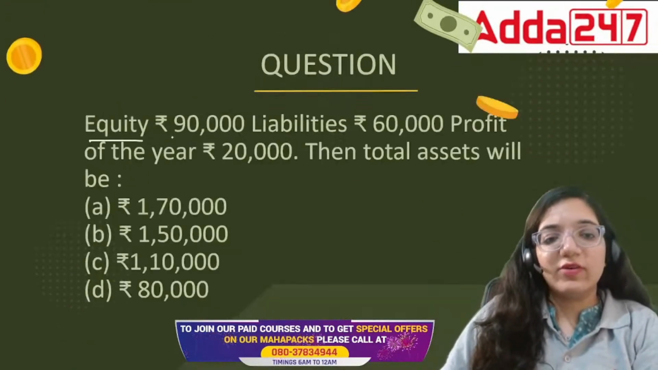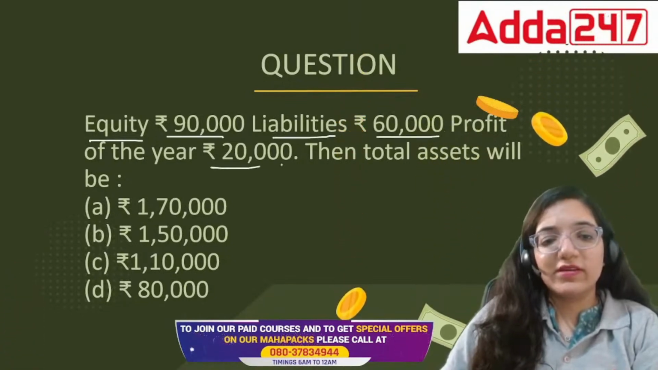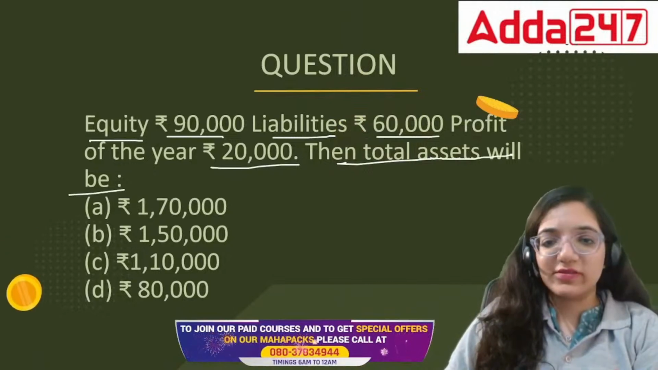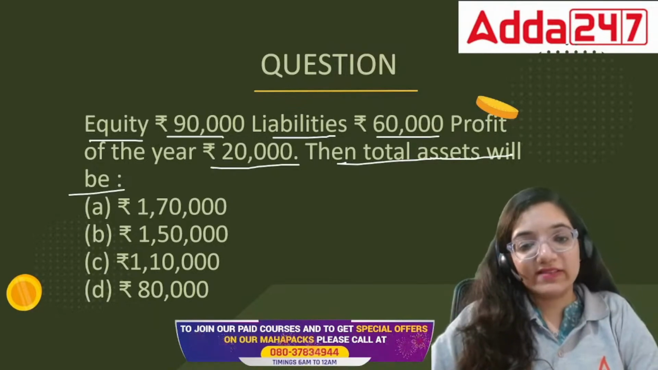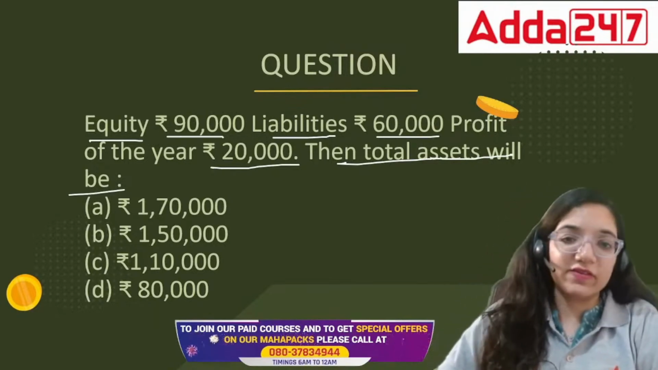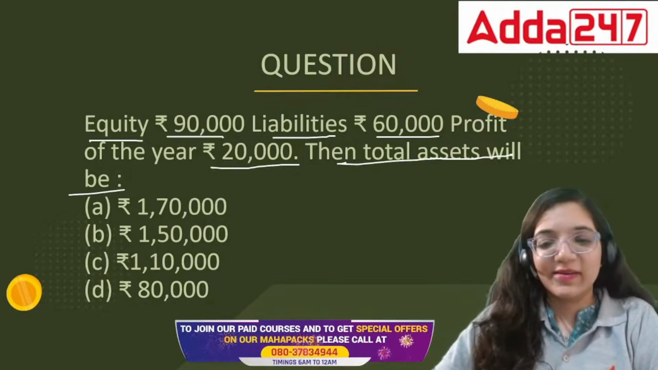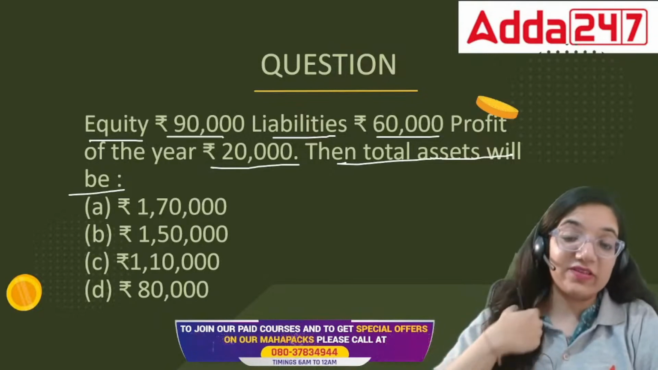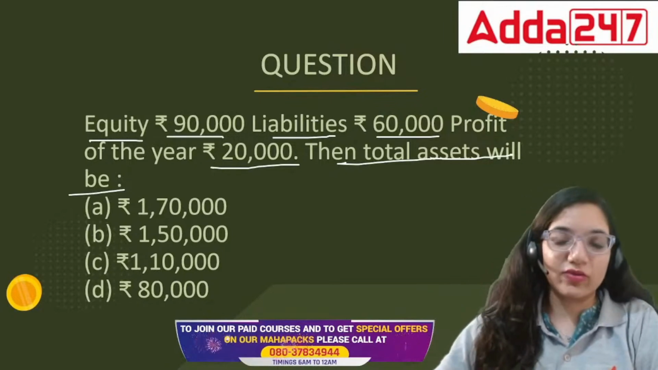Next point, equity 90, liabilities 60, profit for the year 20. What is the value of total assets, everyone? This is a trick question. They haven't given you even a single clue about the assets, and they have given you entire details of the liabilities. So what should we do about this question? It says equity is 90, liabilities are 60, profit of the year is 20, and what is the total assets?